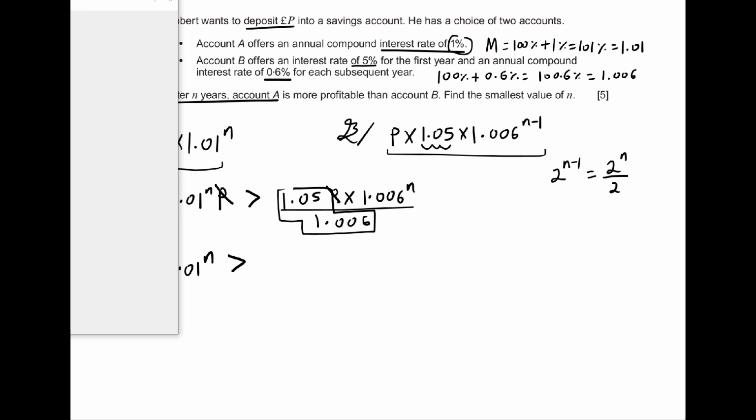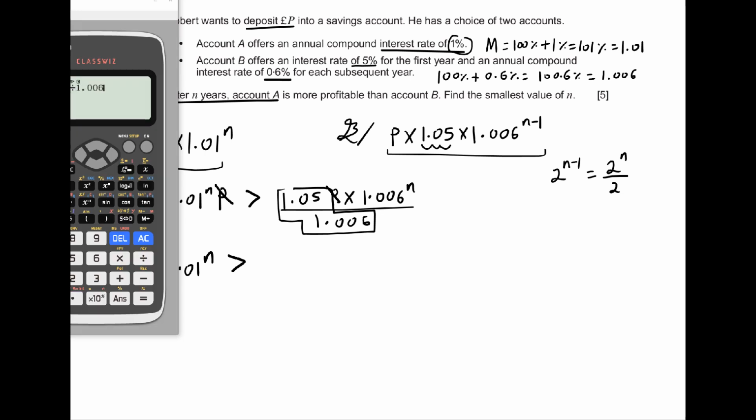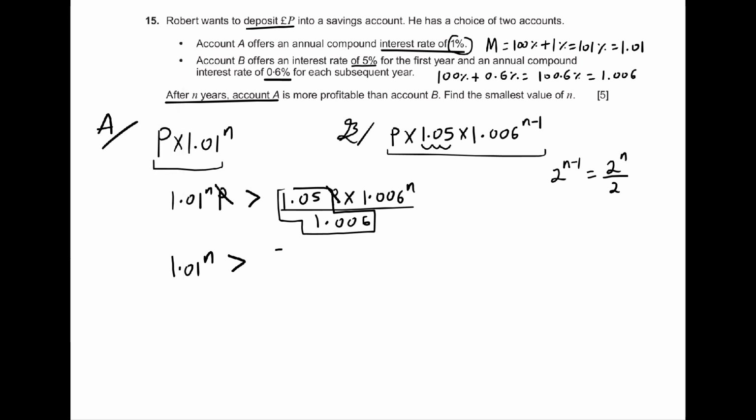So I'll just get my calculator. I'm going to leave it as a fraction, so 525 over 503, times by 1.006 to the n. I'm now going to divide both sides by 1.006 to the n, so that on the left you have 1.01 to the n divided by 1.006 to the n is greater than 525 over 503.